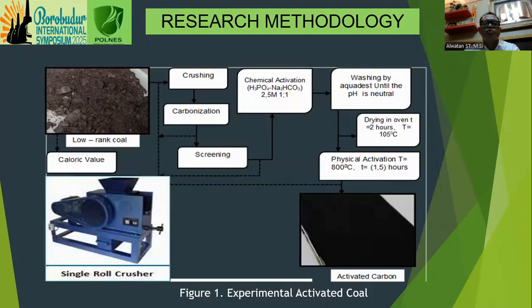This is figure 1, the experimental activated coal. How to convert lignite coal to activated carbon: through crushing, carbonization, chemical activation using aqueous solution and metal, drying, and after that the physical activation, and we get the activated carbon.